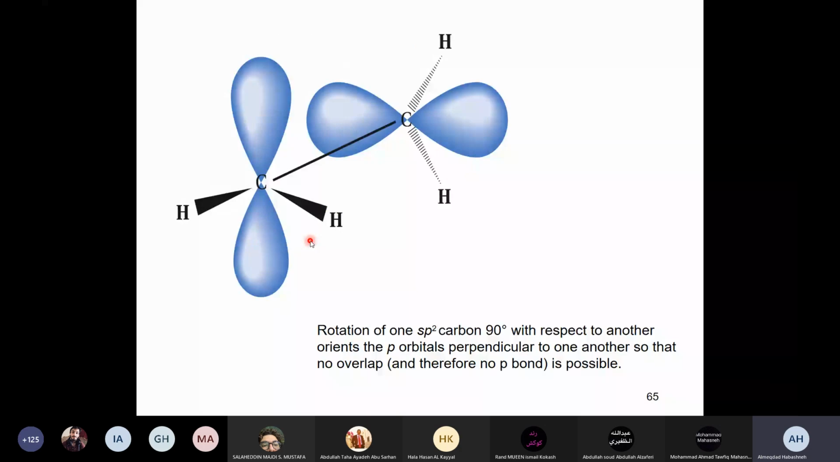And in order to make rotation, this pi system must be broken by the rotation by 90 degrees to prevent any overlapping between those 2p orbitals. And the pi system is broken. It requires that the 2p orbitals must be perpendicular to each other. And this requires very high energy. It may need at least 180 degrees to break the pi system, which the room temperature cannot provide.